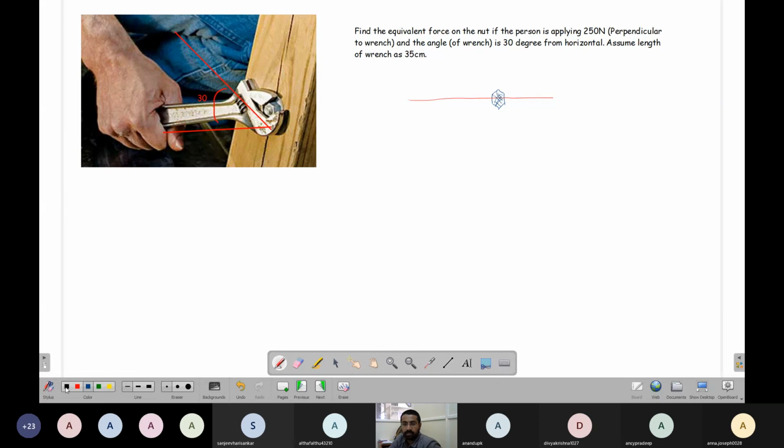This is the nut, and we have the wrench, which I'll draw as a stick because my drawing is very good. Here is the 30 degree angle. This distance I know: 35 centimeters or 350 mm. The question says the person applies 250 Newton perpendicular to the wrench, so if I draw a perpendicular line, this is the force. Find the equivalent force.